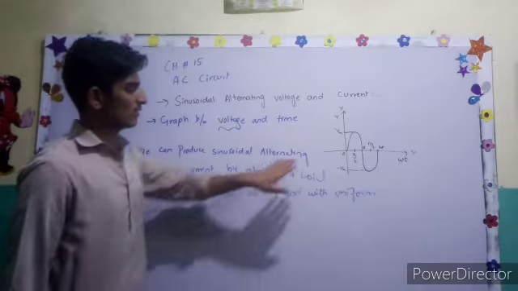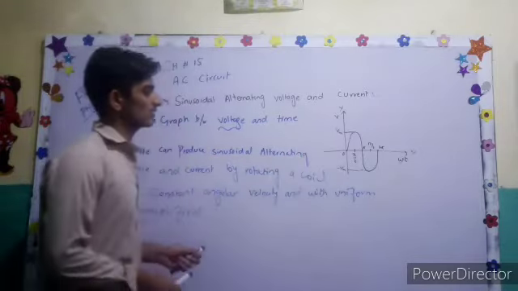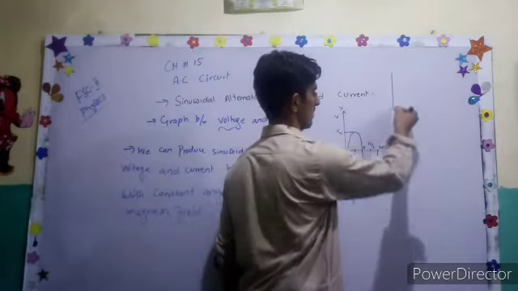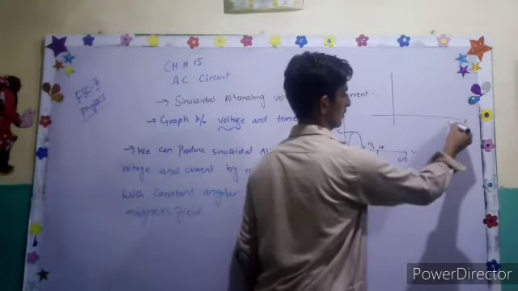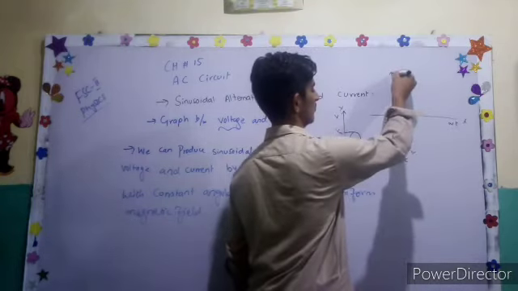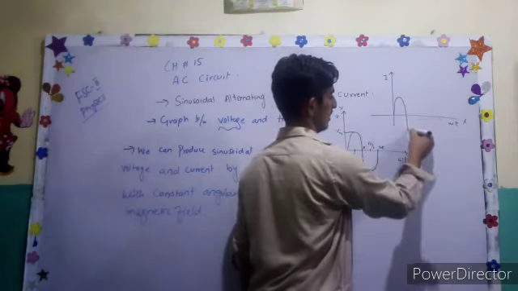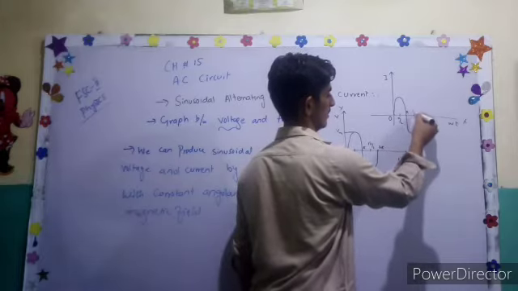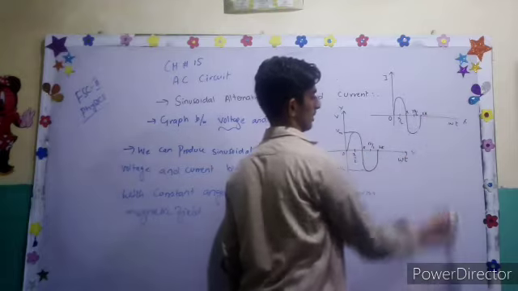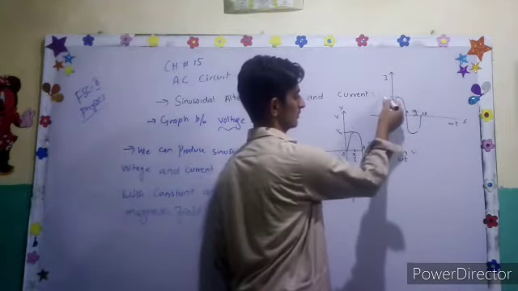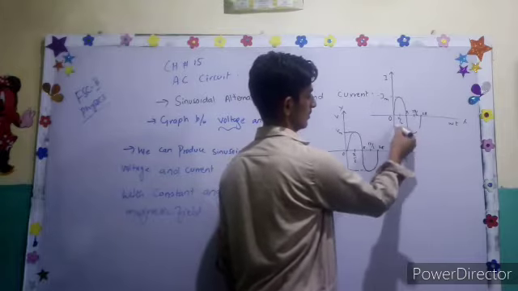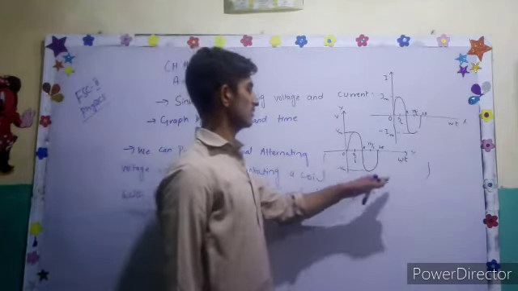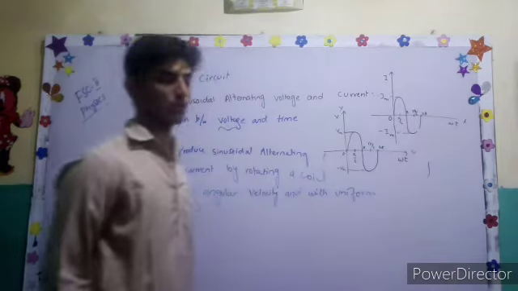As this is the sinusoidal alternating voltage graph, like this we can also draw the sinusoidal alternating current graph. Same as before, on the x-axis, and on the y-axis here we will put current. So we will draw 0, pi by 2, pi, 3 pi by 2, and 2 pi. Here is the maximum current Im, and here we will draw the negative maximum current. This graph defines the voltage and this graph shows the current.